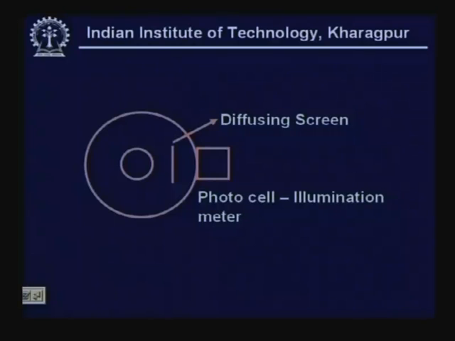Now, what you see is a way to create a simple lux meter. What we observe, there are two circles. The outer circle is an enclosed opaque sphere with a small opening, and the smaller circle inside represents the source. There is a diffusing screen so that most of the light flux goes through the opening and is measured using a photocell or illumination meter. We will look into how the illumination meter or photocell works a little later.